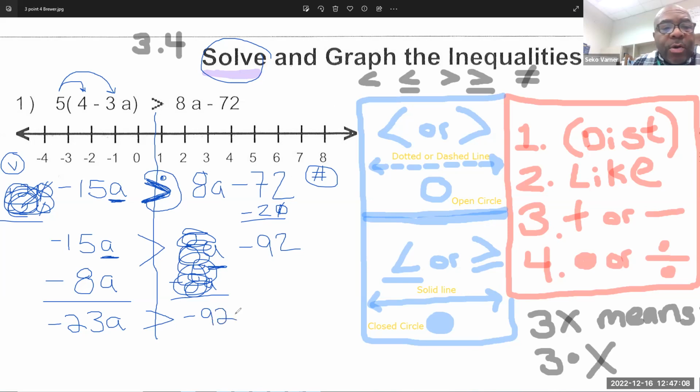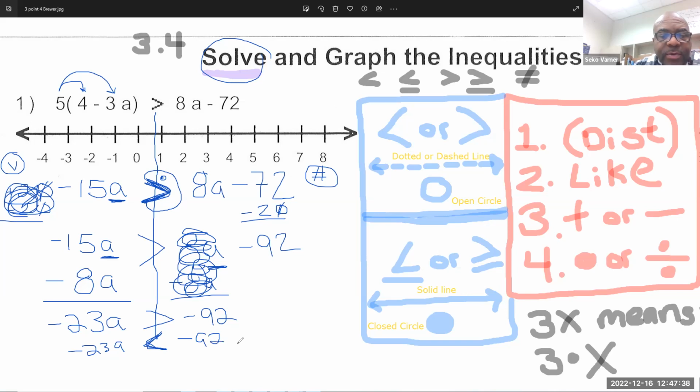Now, here's something that's interesting. Whenever there's a negative number that's multiplying the variable, in other words, there's a negative number in front of the variable, we have to flip the sign. So this sign here is going to get flipped. Right now it's greater than, we're going to make it less than, okay? So now we have negative 23a is less than negative 92.